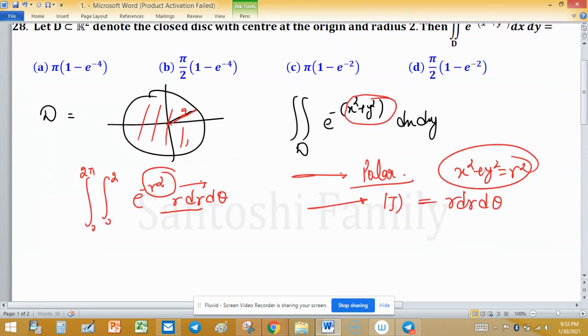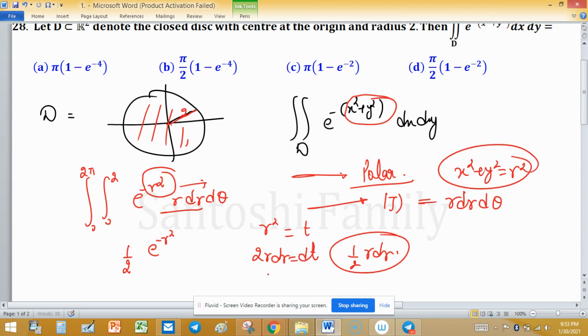as this is involved in the power, and its derivative r is available in the integrand function. So it will be e raised to the power minus r square, and the derivative of r square will be 2r, so 1 upon 2 r dr will be replaced by, if you consider r square equal to t, then 2r dr equals dt, then r dr equals 1 upon 2 dt. This is what I want to tell you.